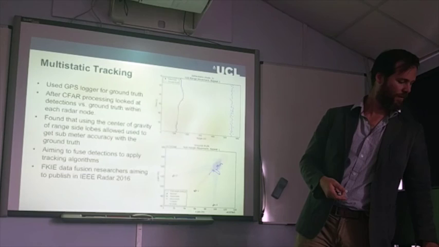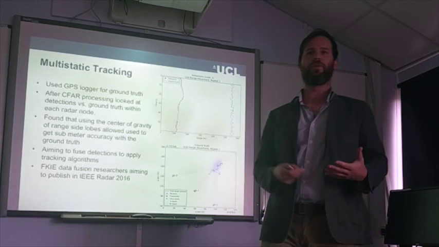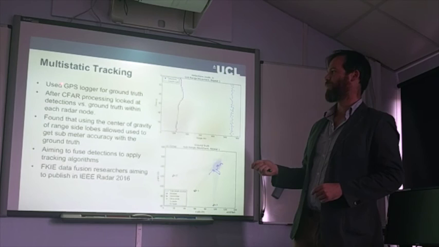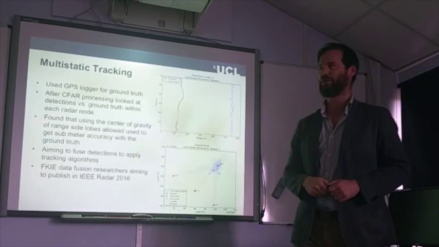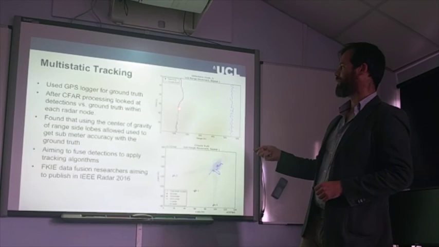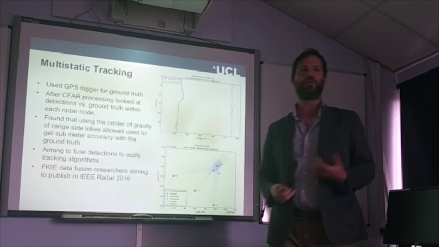After that, we did an experiment with Fraunhofer, Alex Charlich and Paul Kerhoffman, researchers there. We put some GPS loggers on to get ground truth to tell us where the drone was relative to where the radar thought it was. Here you can see a range time plot of that, where the blue dots are the detections from the radar, and the red line is the ground truth from the GPS logger. This shows very close agreement, which we were happy with.